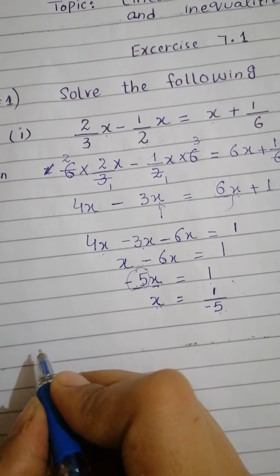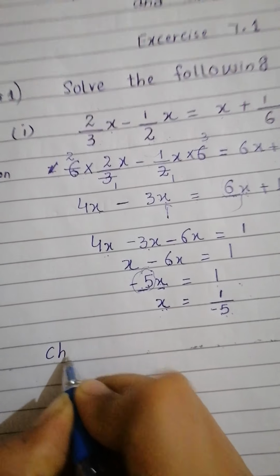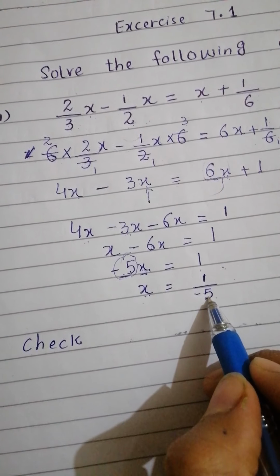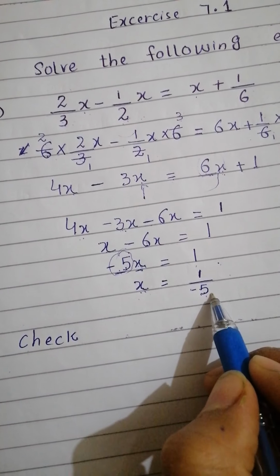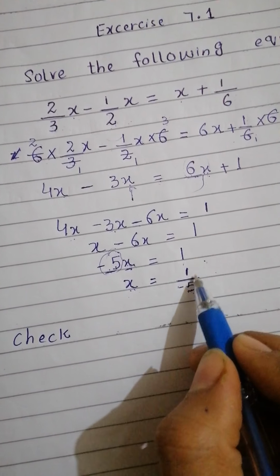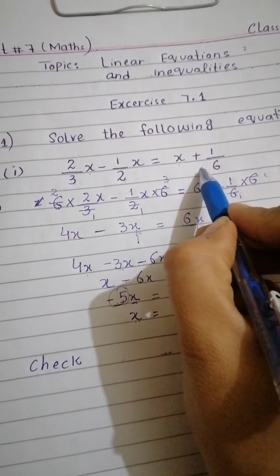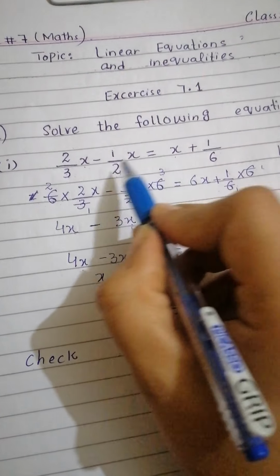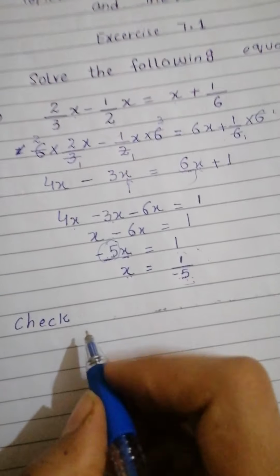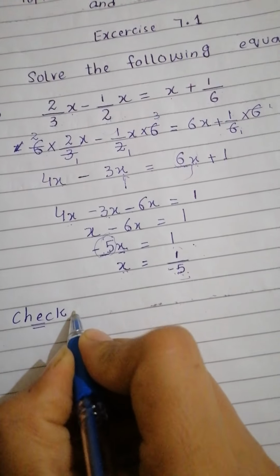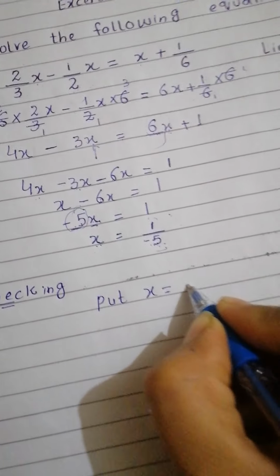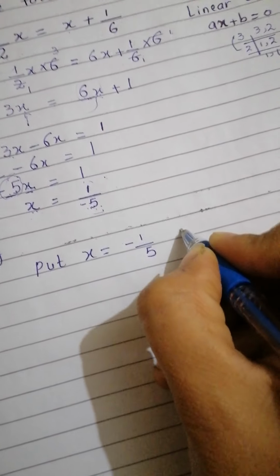But you will not stop your question over here, because you have to check whether this answer is correct or not, meaning whether the value of x is correct or not. How can we check? You must know that for checking, you have to put this value into the original equation. Original equation means the given question. You can see the given question. You will put this value of x in the original equation, right? In checking, what will you do? You will put x is equal to minus 1 by 5 in the original equation.